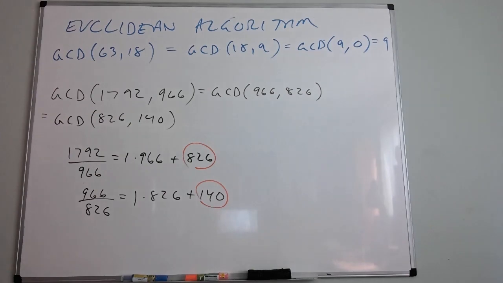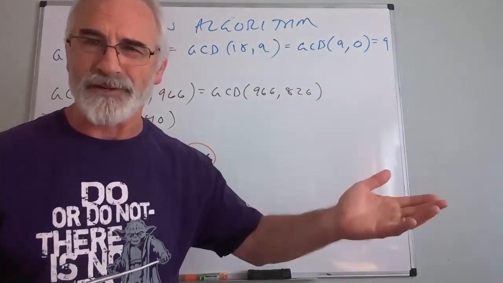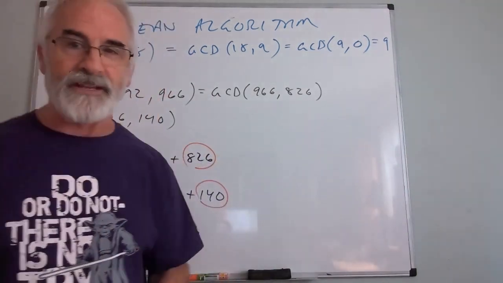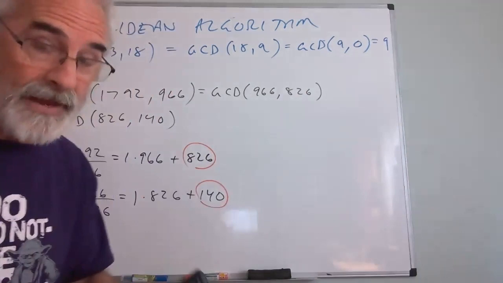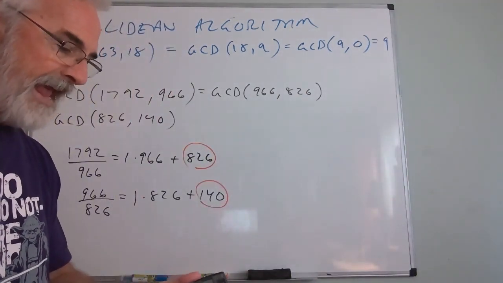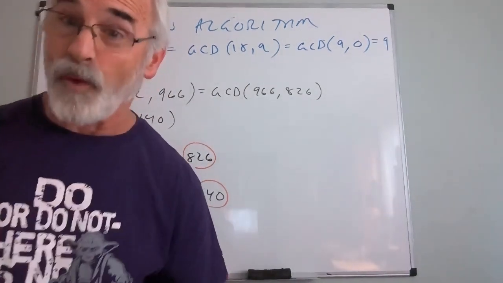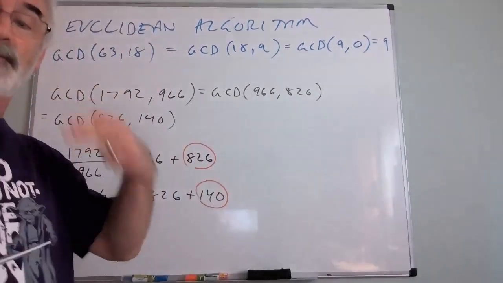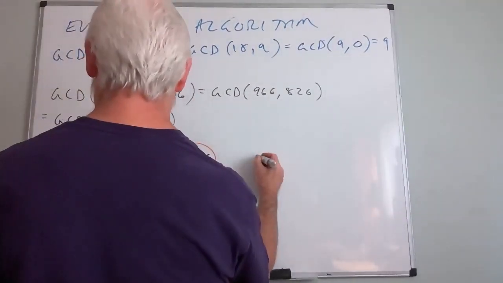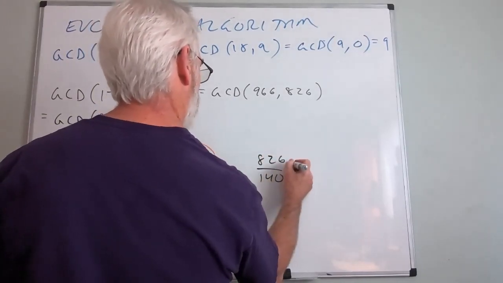Now, you could all figure out how many times 140 goes in 826. I know you could all do that in your head rather easily, but I can't afford an error. So I just want to make sure. So I'm going to say 826 divided by 140, and I get 5 point something. Okay, the 5 is important because it tells me that I'm going to subtract 5 multiples in order to get my remainder. So now I've got 826 over 140, okay?